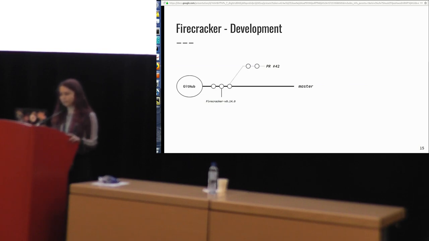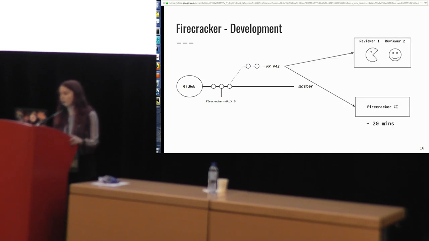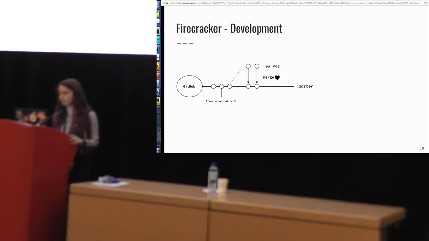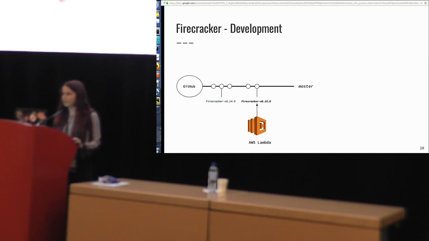Now, let's also look at the development. Firecracker is on GitHub. To merge code into Firecracker, you have to submit a pull request. Then you will have two reviewers who look at your code, and the Firecracker CI, which takes around 20 minutes. If both of these are OK, then we merge the code. Awesome. For actually having a release, we just tag a GitHub commit and create a GitHub release.